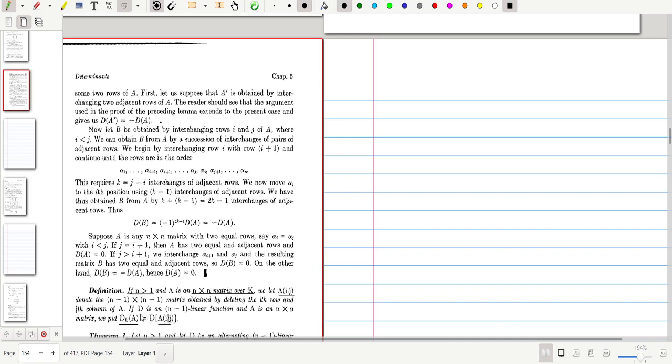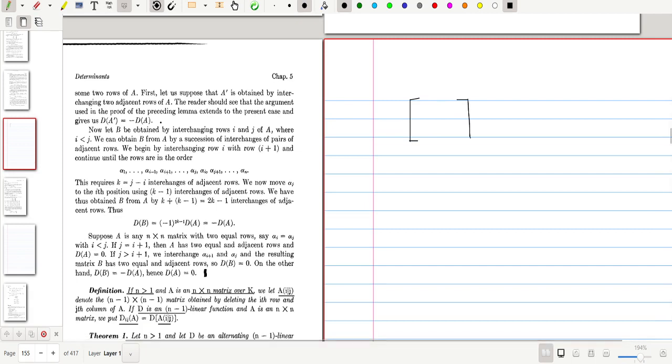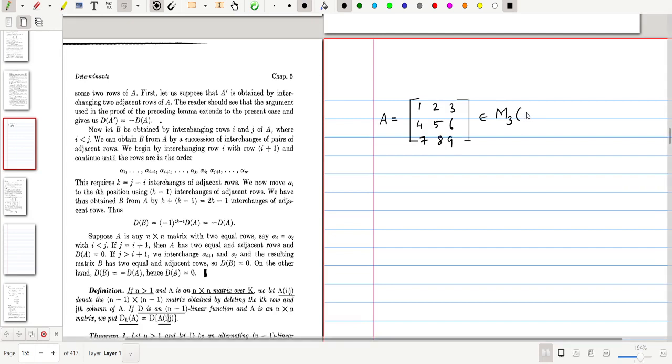So we can apply this D value, because D is n minus 1 linear, on this matrix, and that quantity is denoted by Dij of A. For example, suppose we have a 3 by 3 matrix, say 1, 2, 3, 4, 5, 6, 7, 8, 9. This is our A. This A belongs to M3 of R. I take the commutative ring with unity as R.